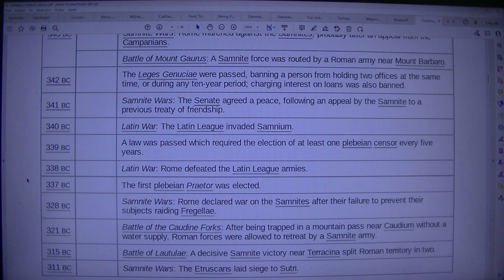328 BC. Samnite Wars. Rome declared war on the Samnites after their failure to prevent their subjects raiding Fregellae. 321 BC. Battle of the Caudine Forks. After being trapped in a mountain pass near Caudium without a water supply, Roman forces were allowed to retreat by a Samnite army. 315 BC. Battle of Lautulae, a decisive Samnite victory near Terracina, split Roman territory in two. 311 BC. Samnite Wars. The Etruscans laid siege to Sutri.